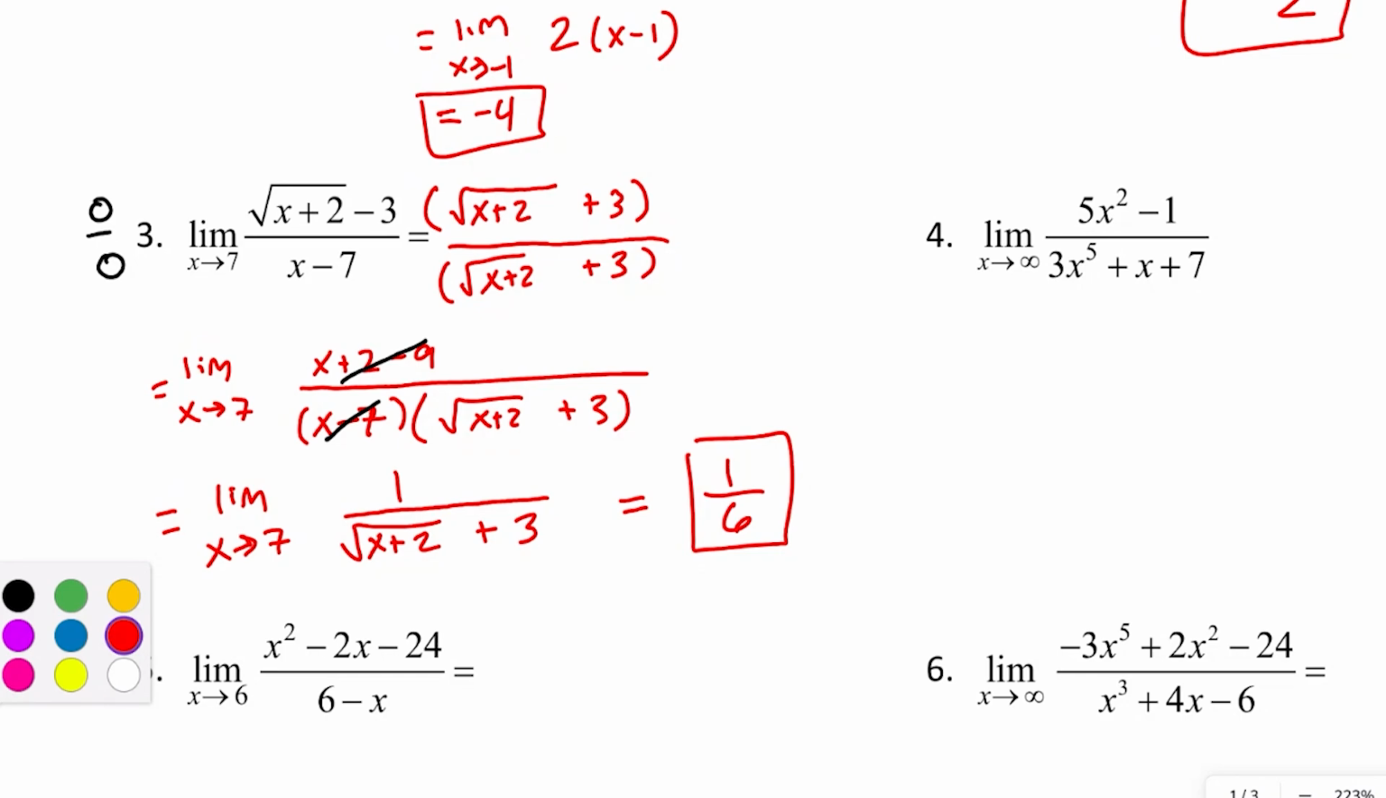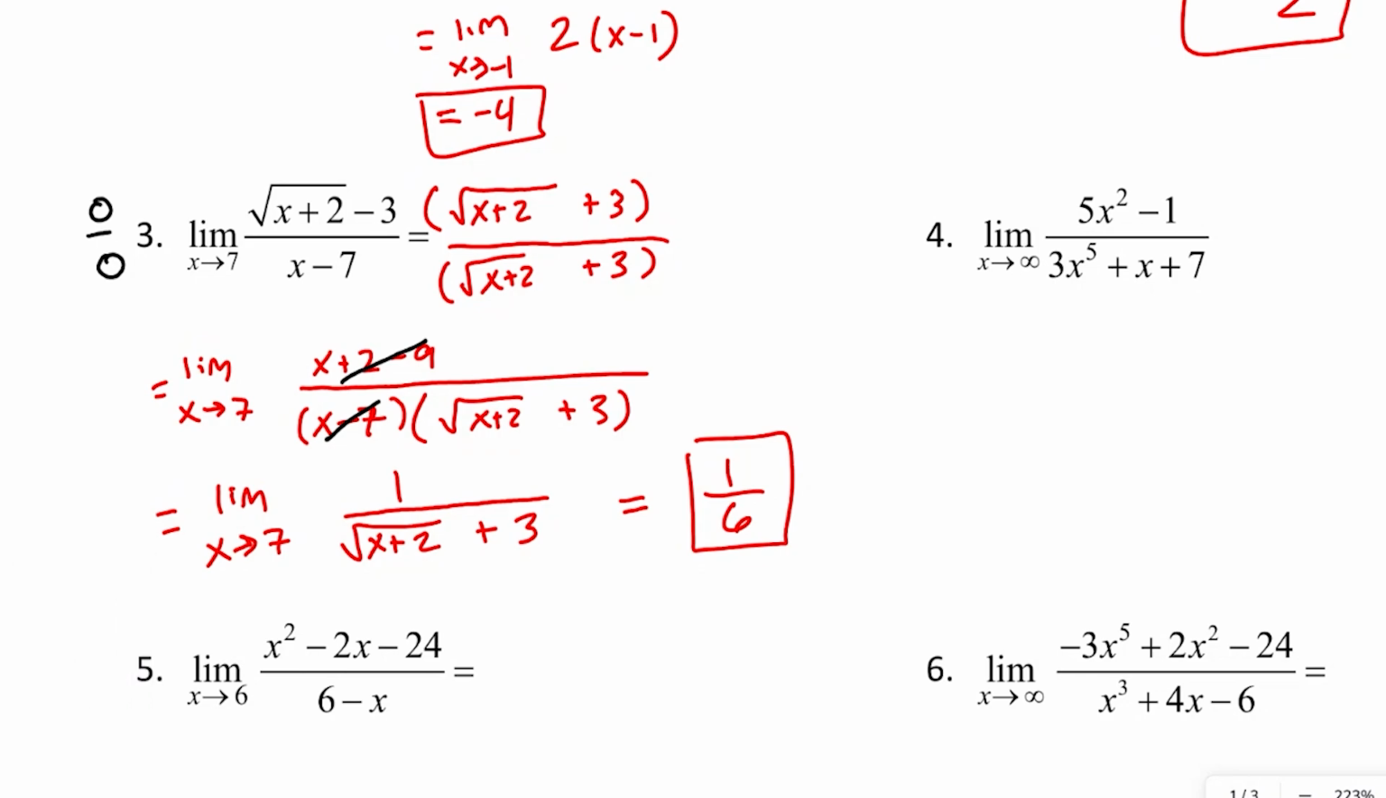Any questions about number 3? All right, let's take a look at number 4. What can we do here? How do you know it's 0?